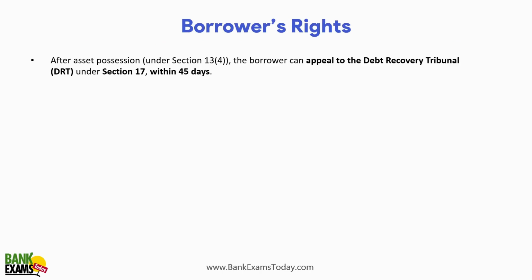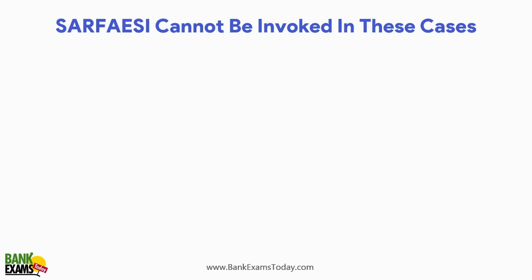So what are the borrower's rights? Once the borrower gets the notice, and the creditor, the bank, takes possession, bank ने possession ले ली. After the asset possession, the borrower can make an appeal to the Debt Recovery Tribunal, DRT, under section 17 within 45 days. Within 45 days, the borrower can file an appeal to the Debt Recovery Tribunal, and further he can make an appeal to the Debt Recovery Appellate Tribunal, DRAT.